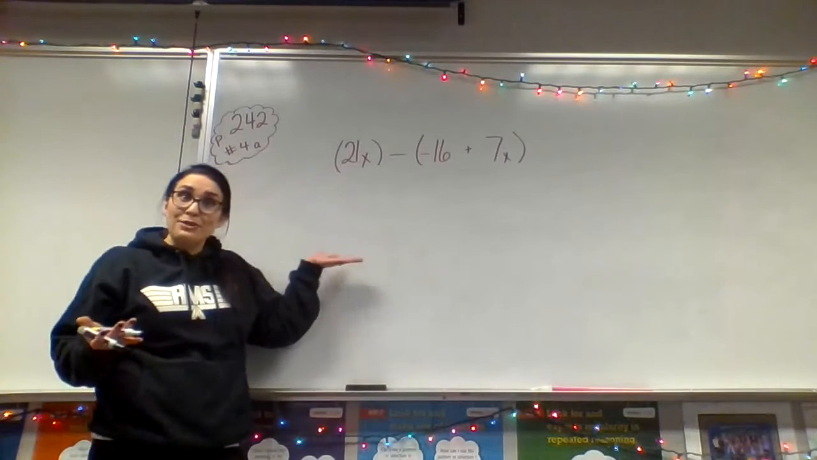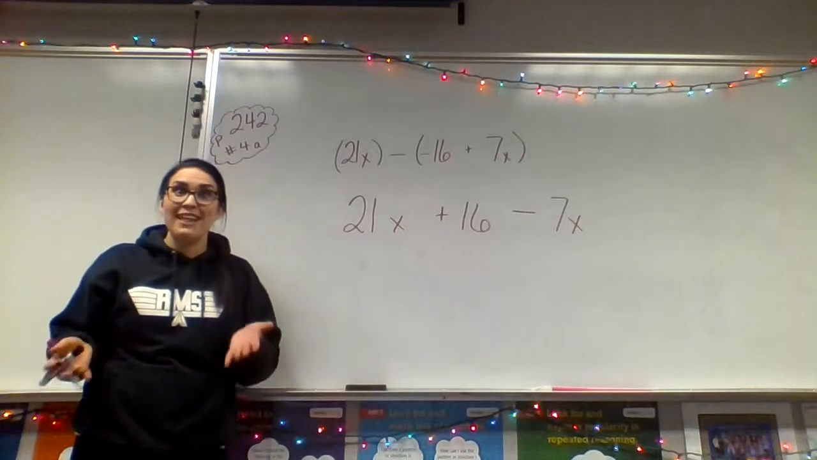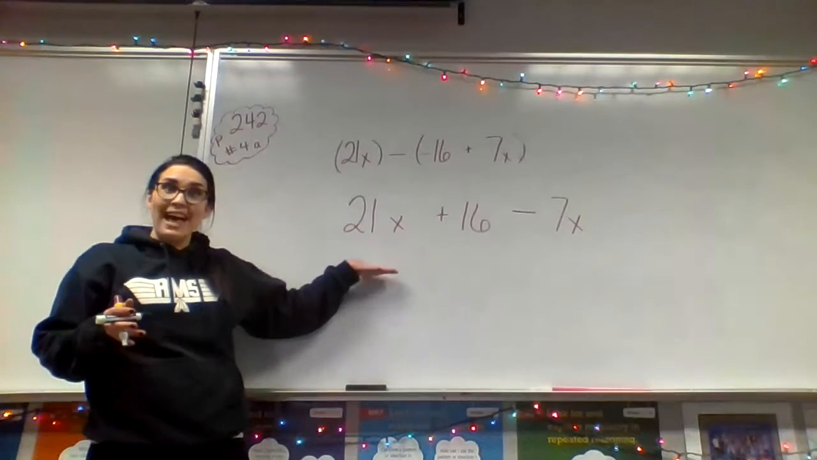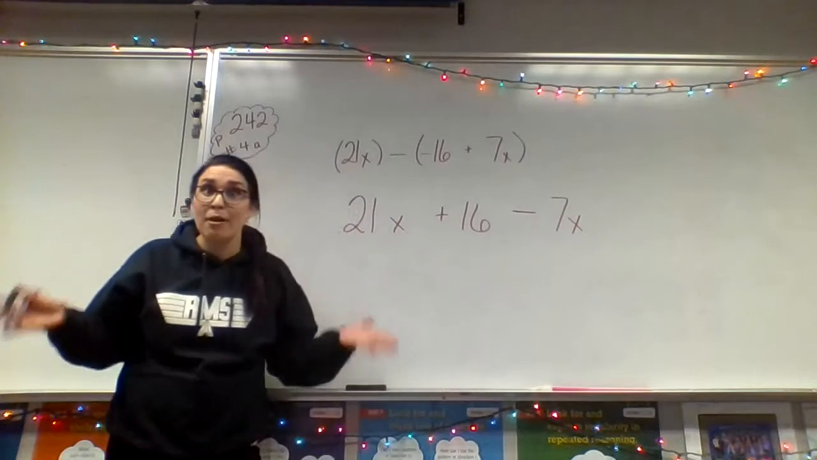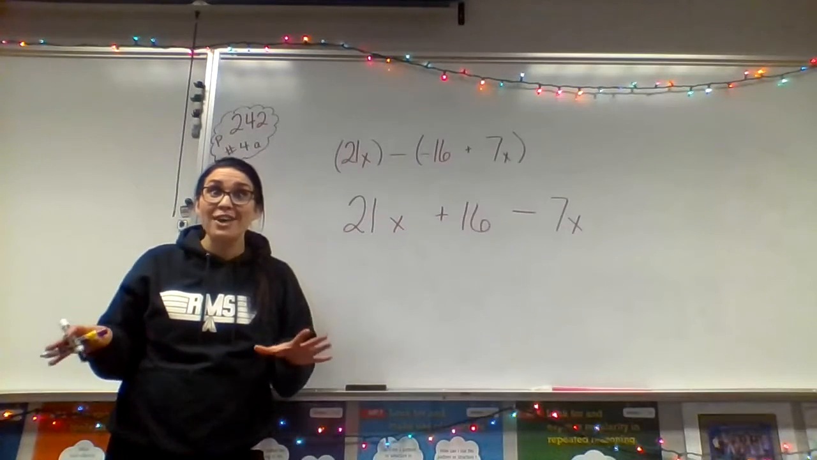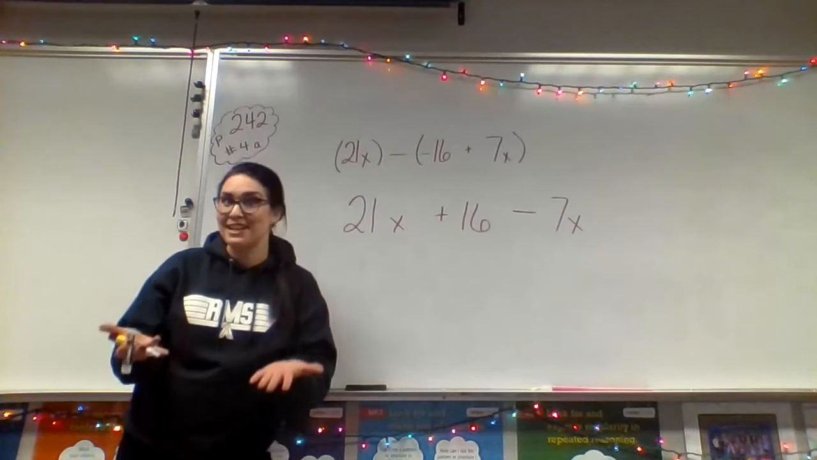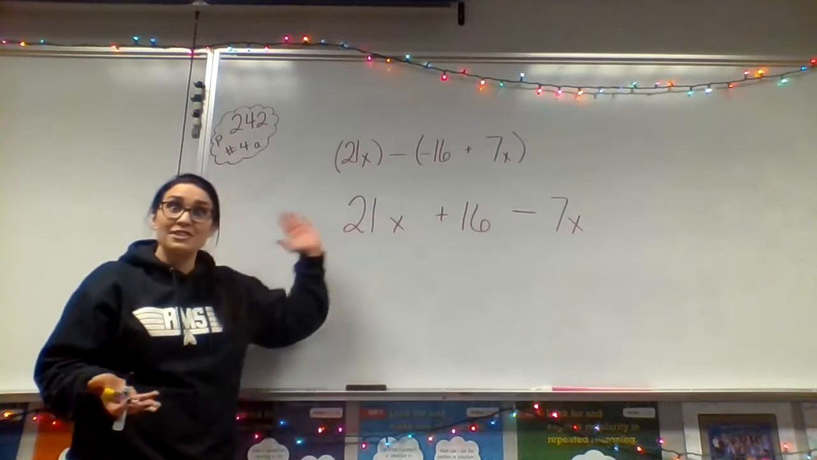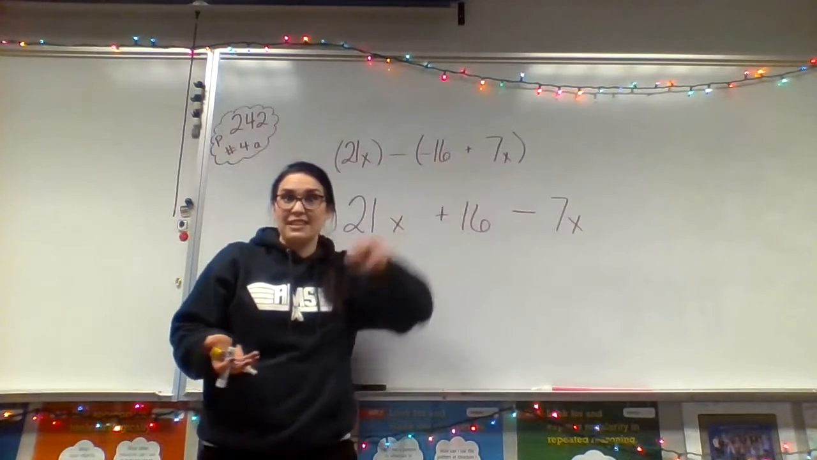So this is what it will look like when we've distributed that negative 1. So once we have distributed that negative 1, we'll have 21x plus 16 minus 7x. Now again, remember my friends, we never changed the value at all. All we did was we changed the look of it. We used that distributive property to pass around that negative 1 so that I could change these operation signs.